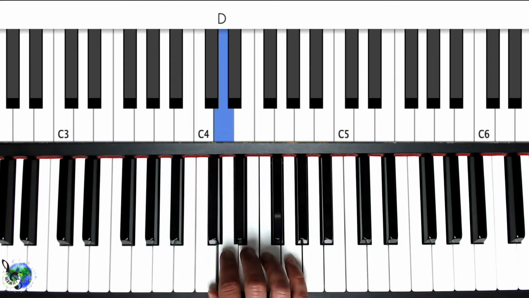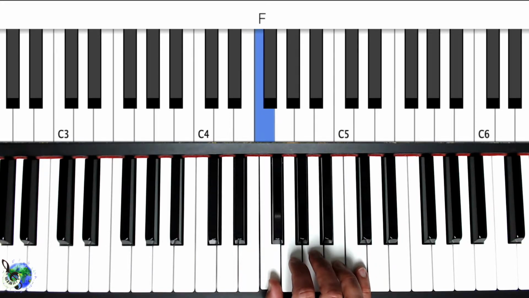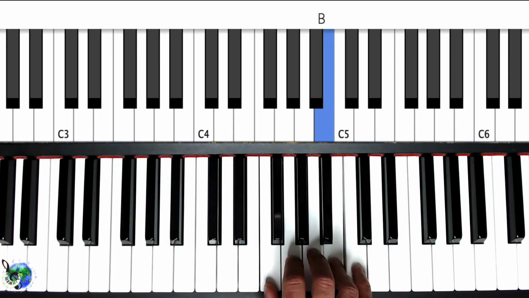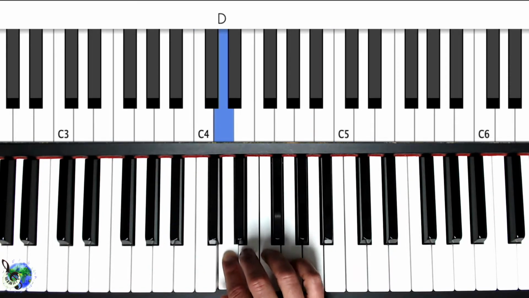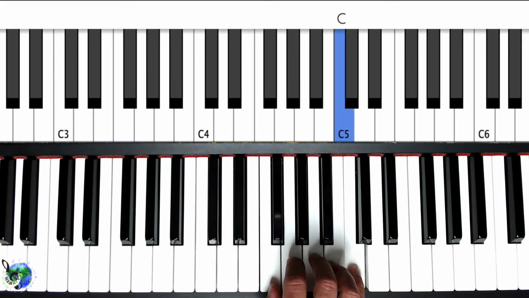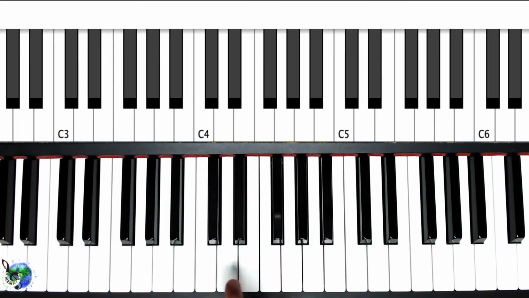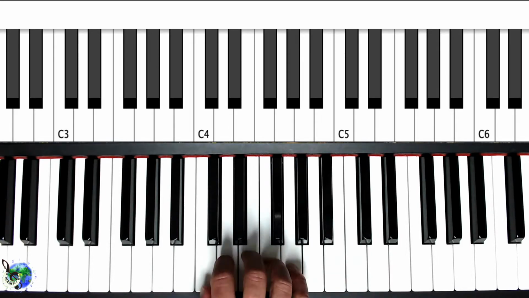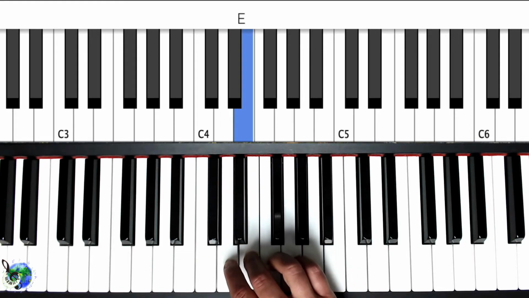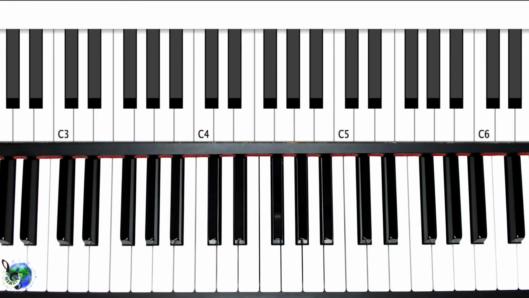We go 1, 2, 3, and then we cross under to play the F, and then we continue on there. So play 1, 2, 3, cross under. This is a much better way to play any major scale or minor scale, or any scale really, is to have really good fingering. We don't just want to use one finger the whole time. That doesn't help us very much. Now, this is going to be a little more difficult to master, but once you master it, it makes it much easier to play the major scale.